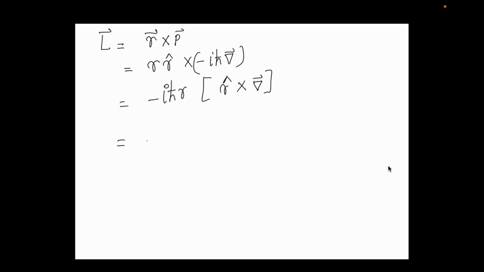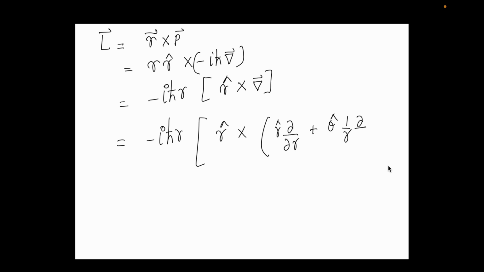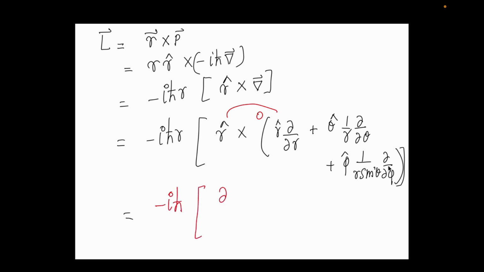Now what is the del operator? This is the simplest operator you can remember. It is r hat d/dr plus theta hat 1 by r del/del theta plus phi hat 1 by r sine theta del/del phi. Now this and this cross product would be 0. Good, and r would cancel, so minus i h bar would be there outside, and you would say it would be this with theta and r theta. Okay, r cross theta is phi, and r cross phi is minus theta, with sine theta in the denominator.